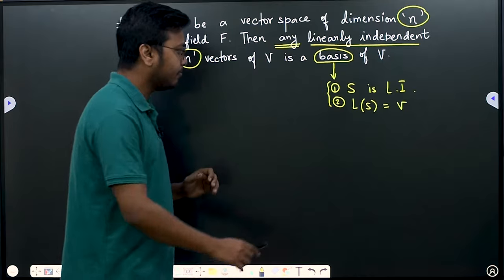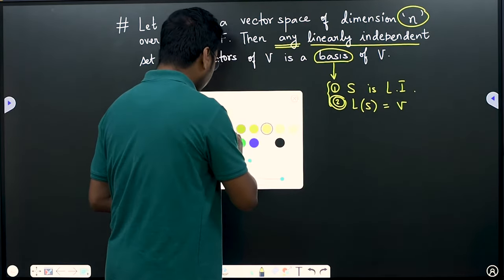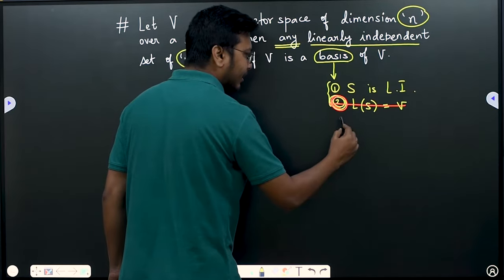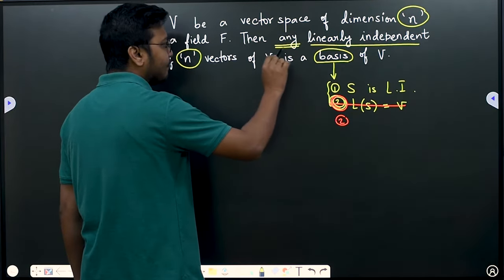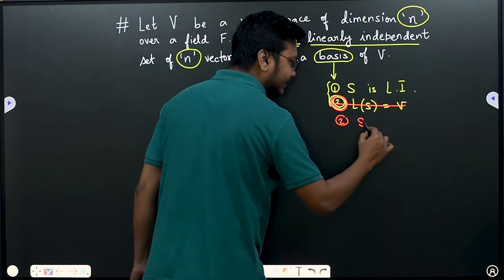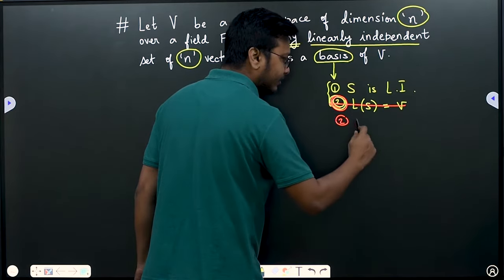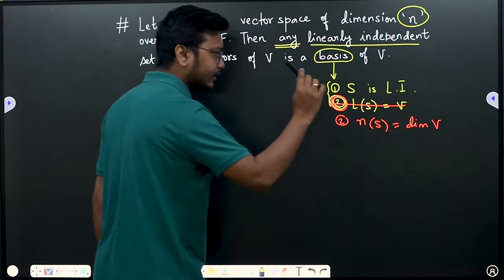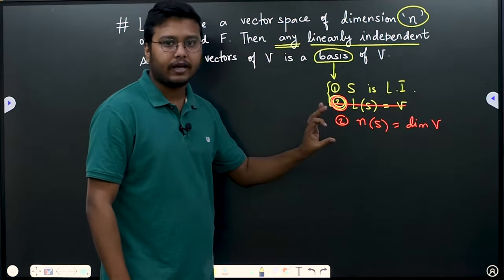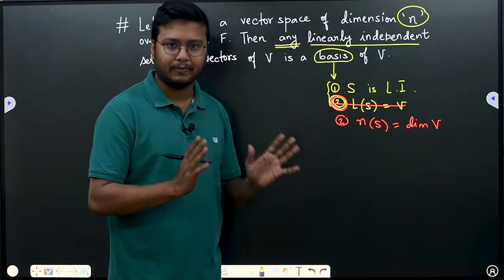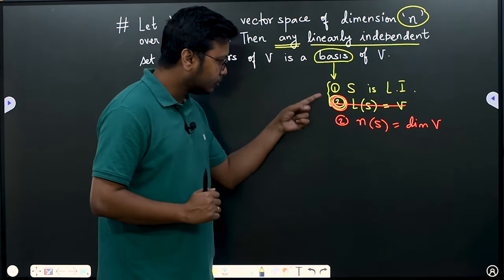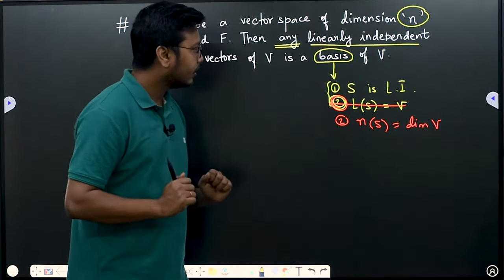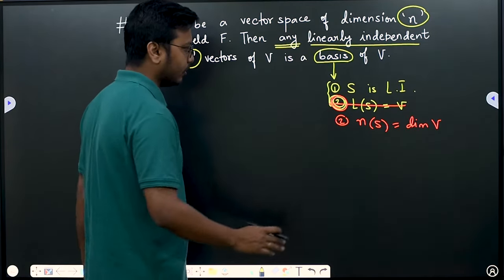Now we are replacing the second criterion, saying that we don't require it. Instead, our new second criterion is that the set S contains N vectors, so I would represent it this way: the cardinality of the set S is equal to the dimension of the vector space. Then these two would qualify to become the two new properties of a basis. Basically, with the help of the first one and the second one, we can create the original property, which is LS equals V. So let's try to prove this theorem.